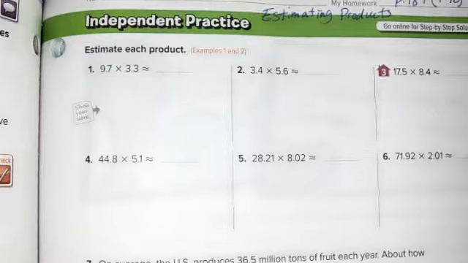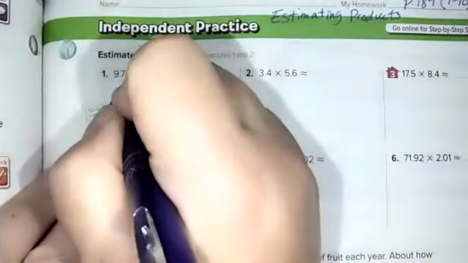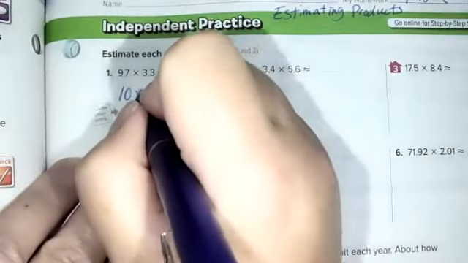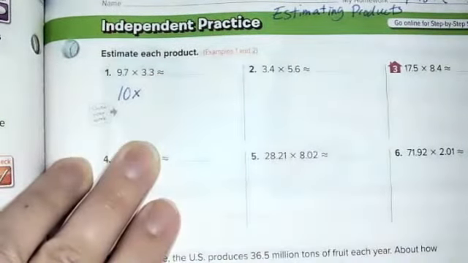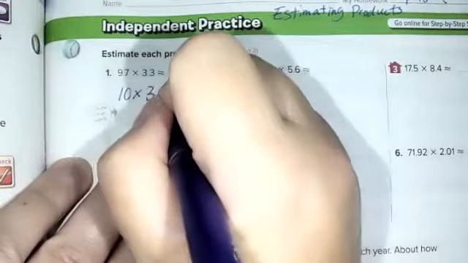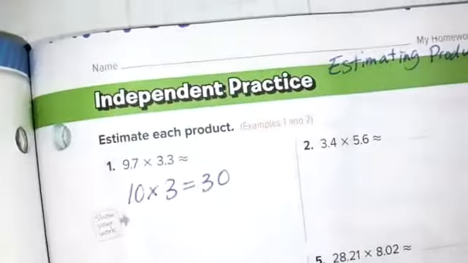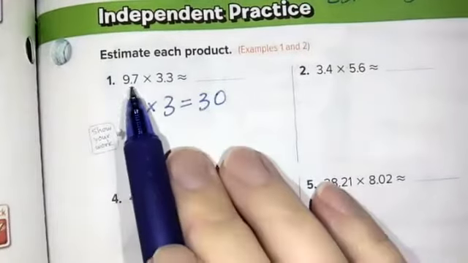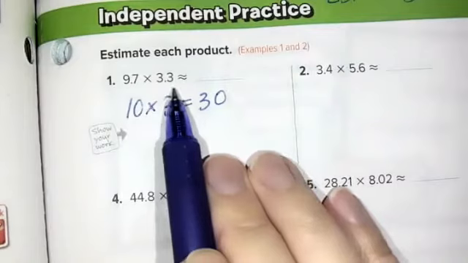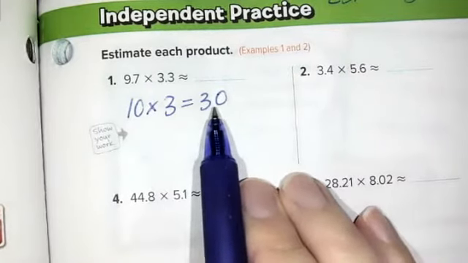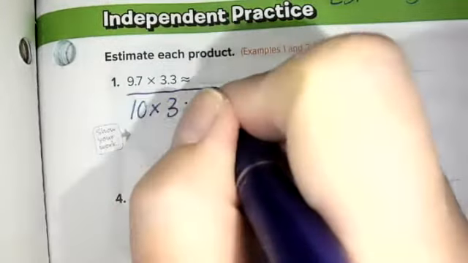Number 1, we have 9.7 times 3.3. That 9.7, I'm going to round to 10, times 3.3, I'm going to round down to 3. That's going to give me an answer of 30. So let's take a look at this estimating. We had 9.7, we rounded it up to 10. We had 3.3, we rounded it down to 3 to give us an estimate of 30.